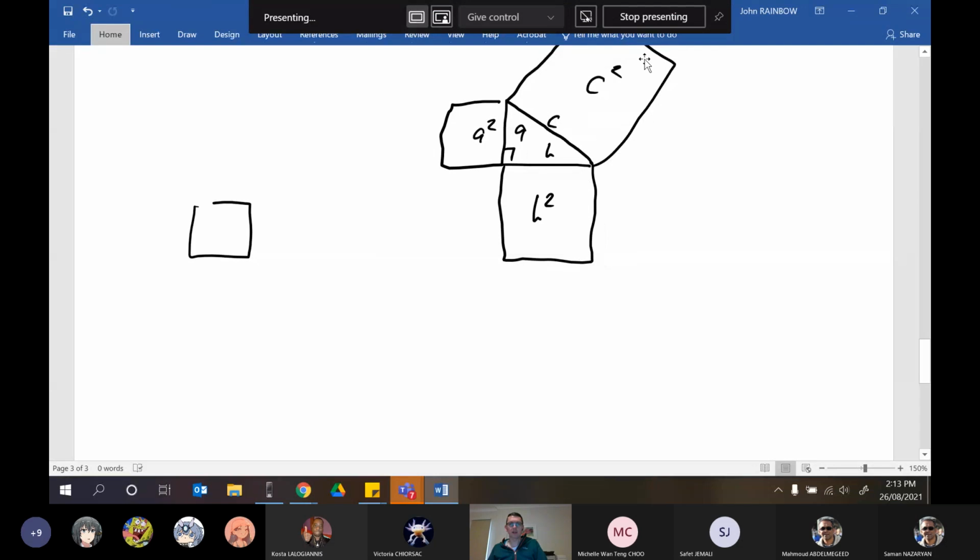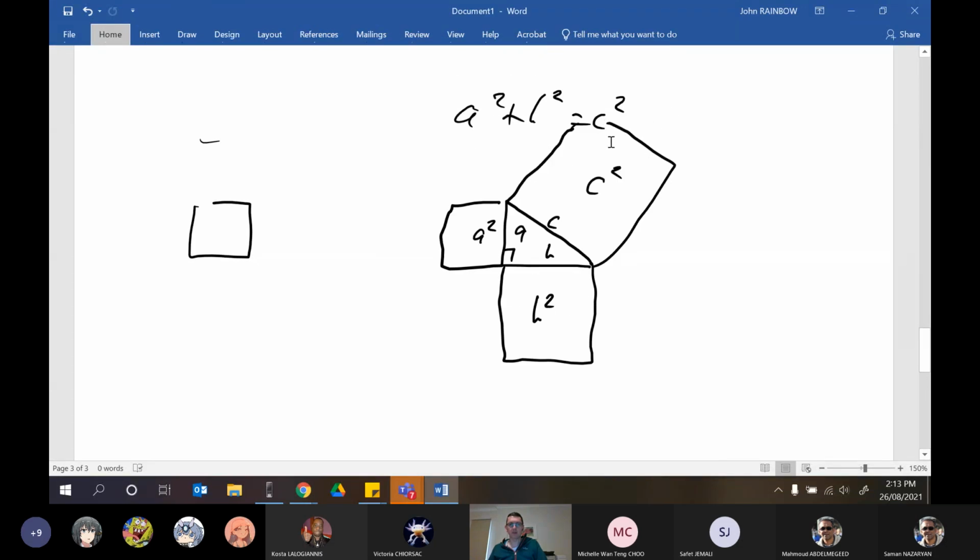Questions, comments? Otherwise, I'm going to leave it there. You guys can't see what I'm drawing. I just realized, sorry, this here. So what you can say is that a squared plus b squared equals c squared. So I'm just saying the a squared plus the b squared has to equal the area of that. Questions, comments before we move on?